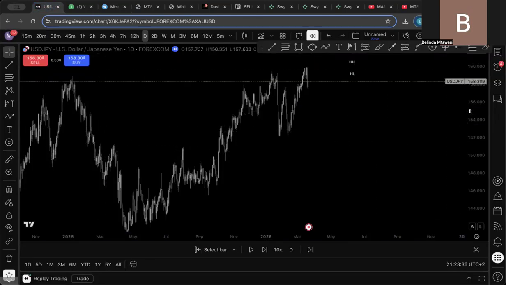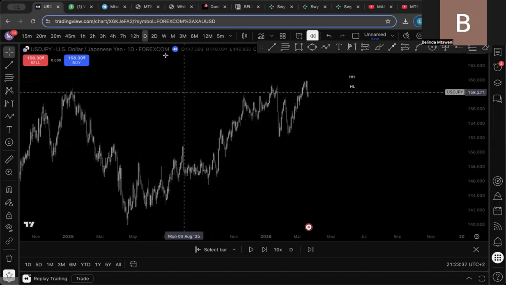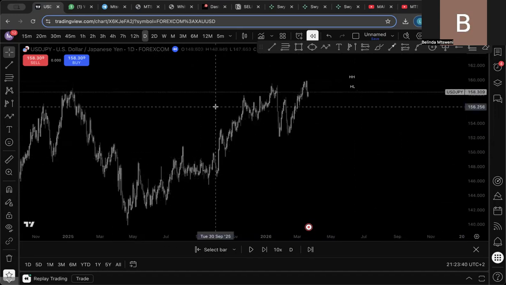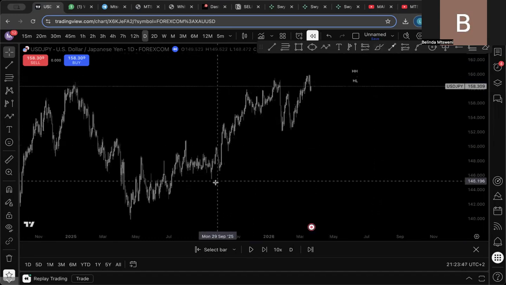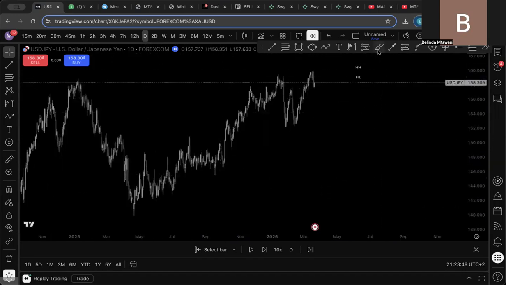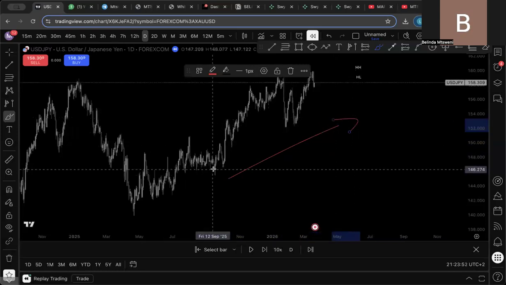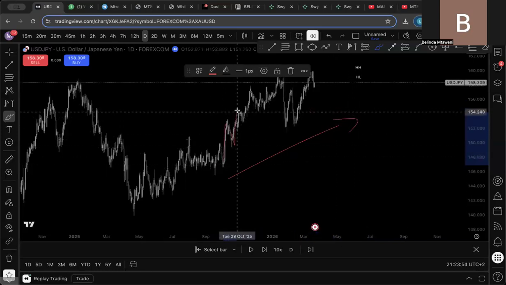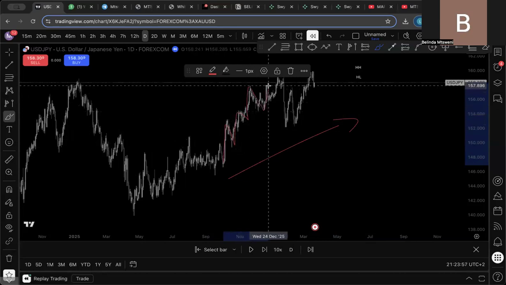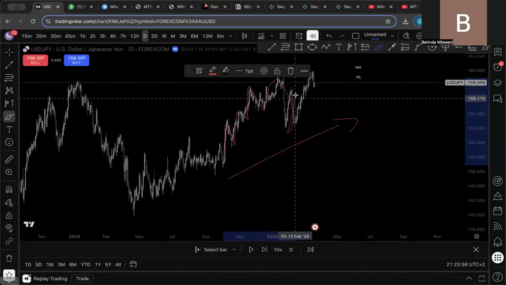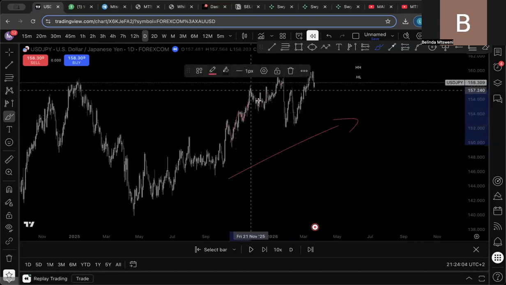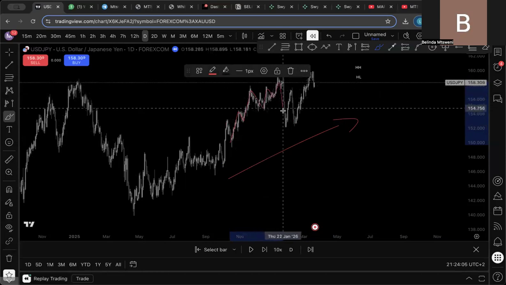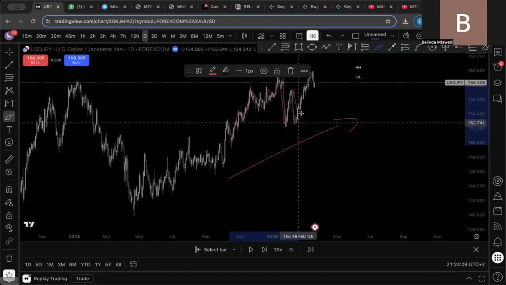So for USDJPY, guys, quite simple. I went to the daily time frame, because we always start on the daily time frame to have an idea of what's initially happening. And then I realized that we've been in an uptrend for quite a while now. We've been buying, meaning impulse, correction, impulse, correction, impulse, correction, impulse.